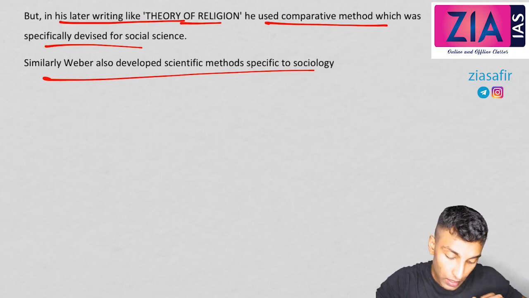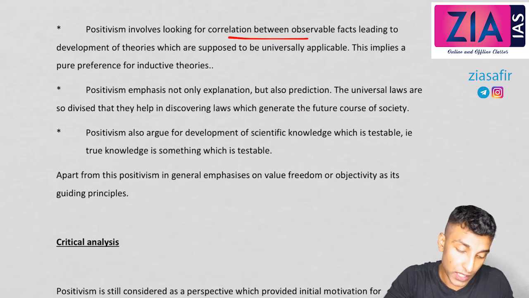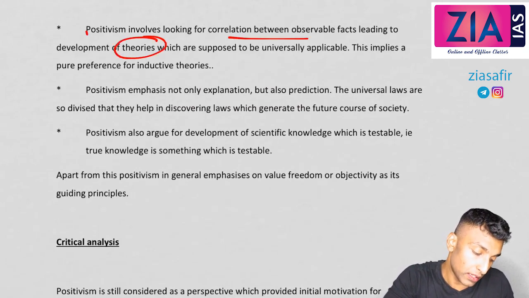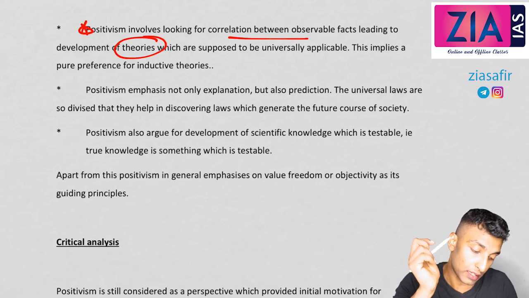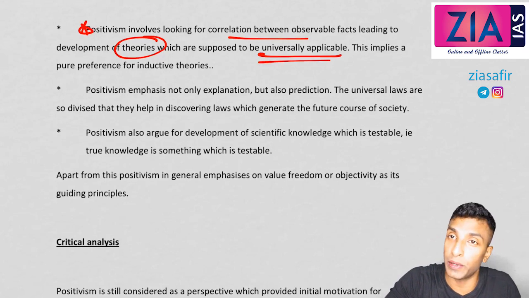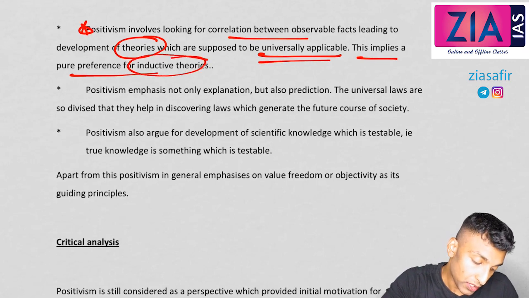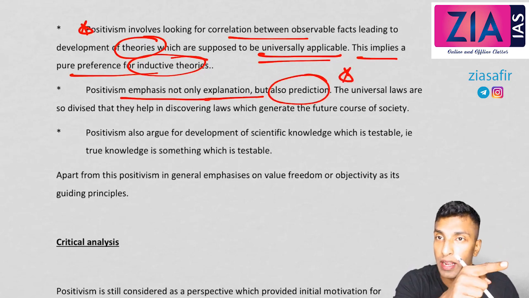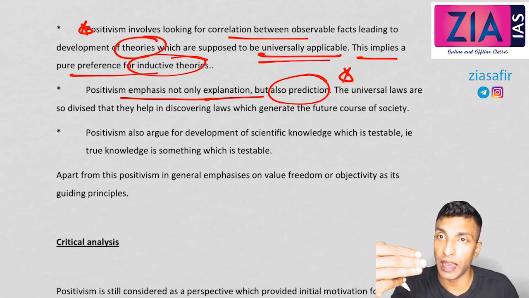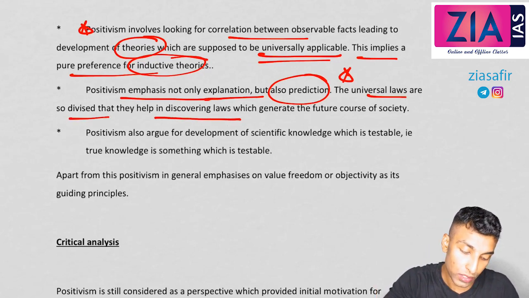So just hold on. Now, positivism involves looking for correlation between observable facts leading to the development of theory. This is the third important point. So we have discussed external realities and scientific methods, and now we are talking about theories which are supposed to be universally applicable. This implies a pure preference for inductive theories. Then positivism emphasizes not only explanation but also prediction. This is your fourth point. So external realities, then scientific methods, theory and prediction. The universal laws are so devised that they help in discovering the laws which generate the future course of society.